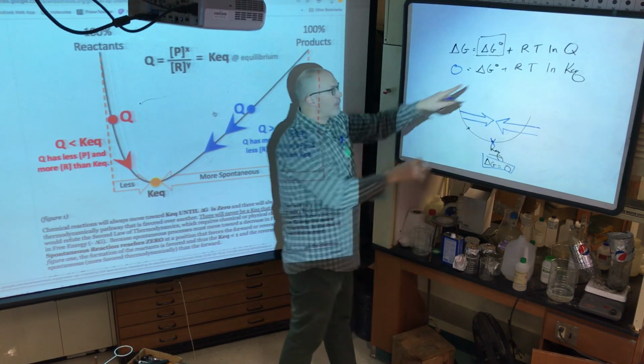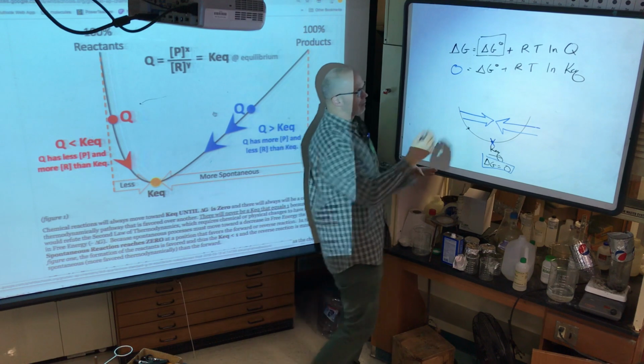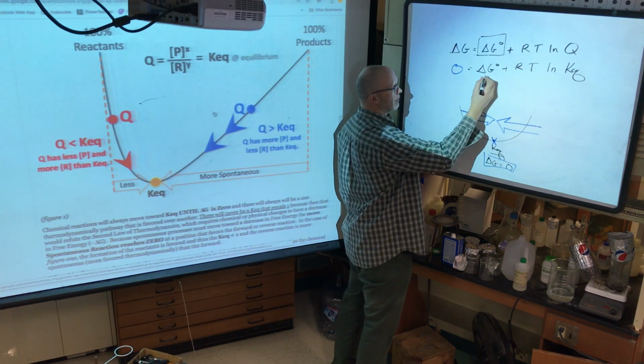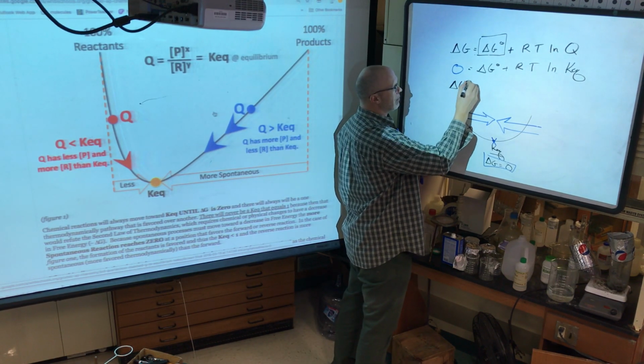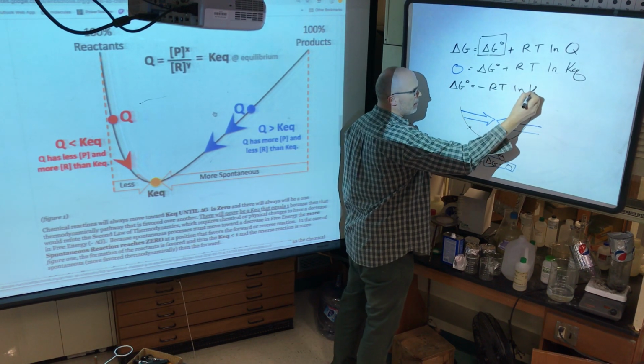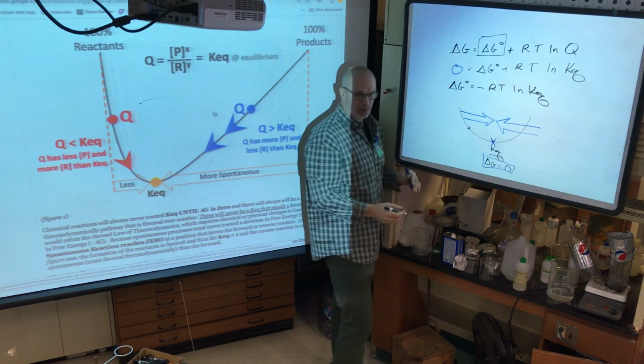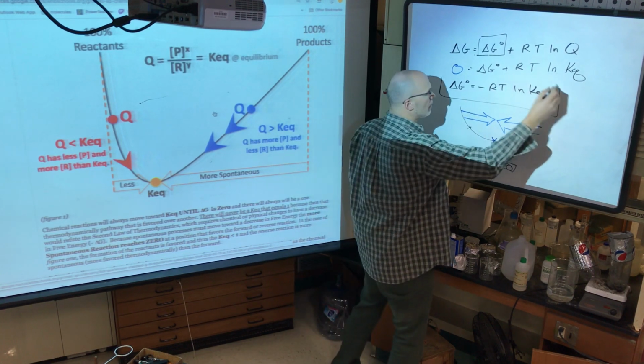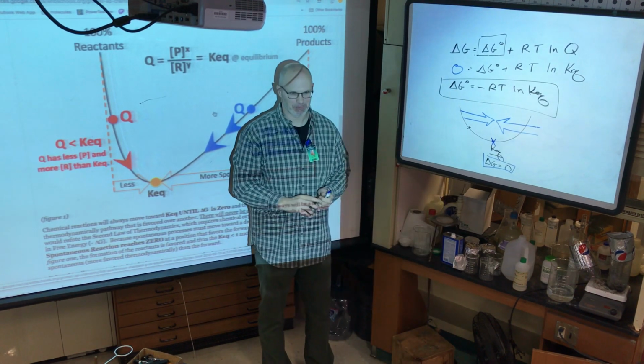Okay, now let's solve for this guy. We're going to do what? If I do this, doesn't it become delta G of 0 equal negative RT ln of KEQ? And booyah, we've got a new formula. And let me explain what it means.